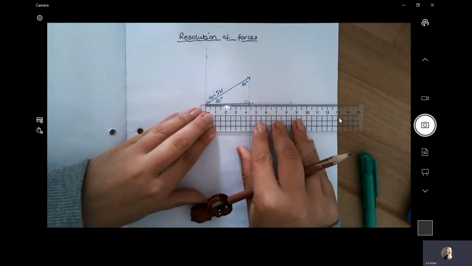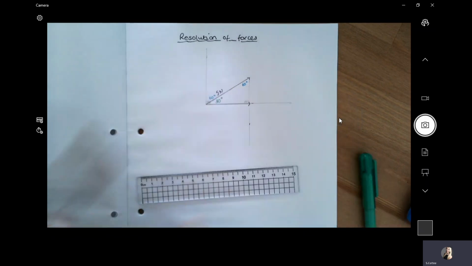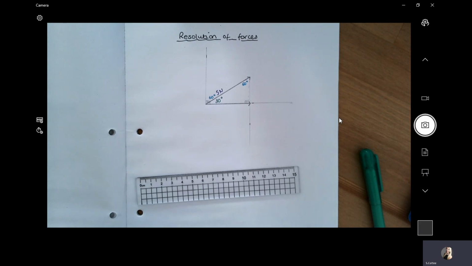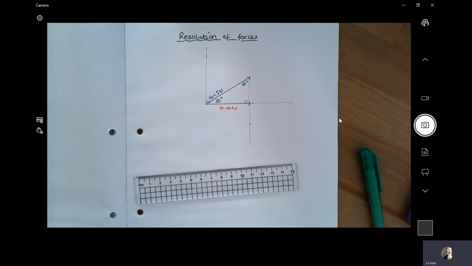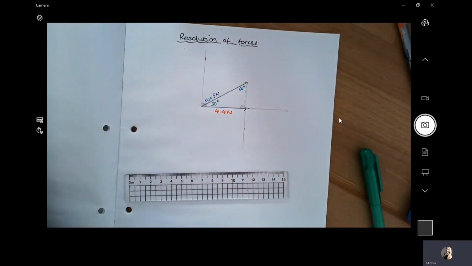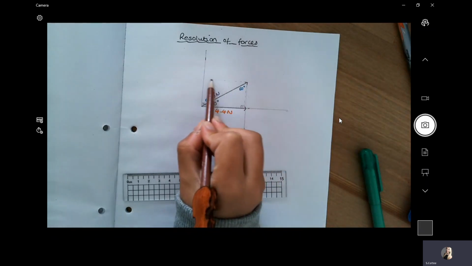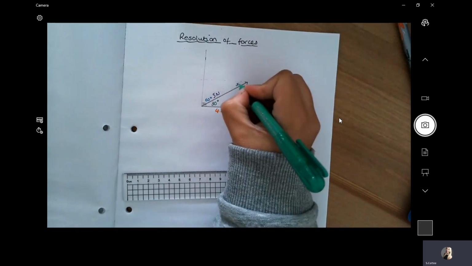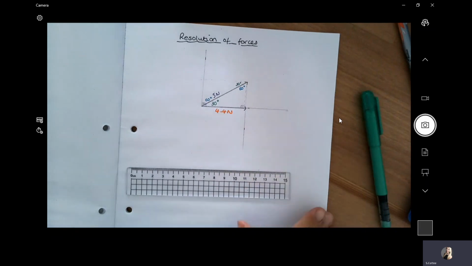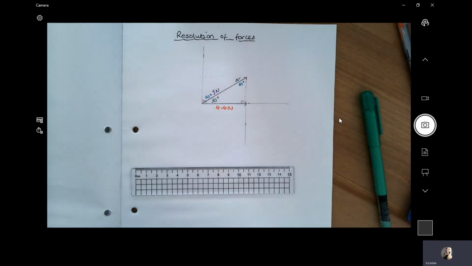If I measure that with a ruler, I can see that that is 4.4 newtons, because it's 4.4 centimeters. Now you can do exactly the same with the vertical, because if this has to meet this side at a right angle, then this angle up here must be 30 degrees. So you can draw your line in 30 degrees away from that bit there.